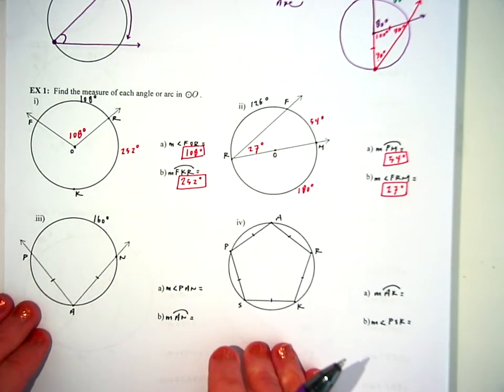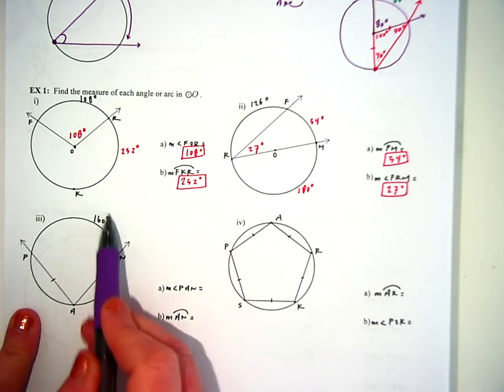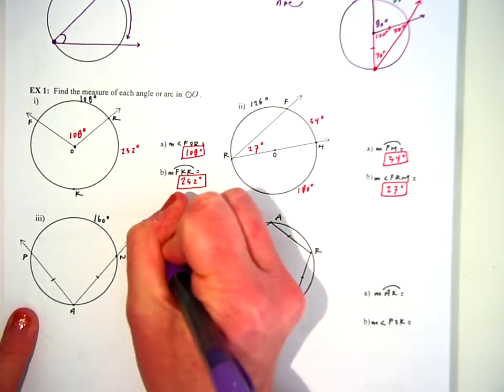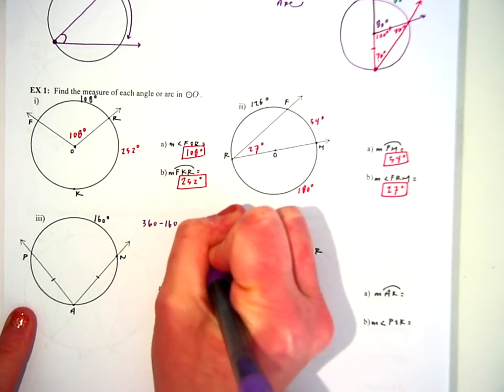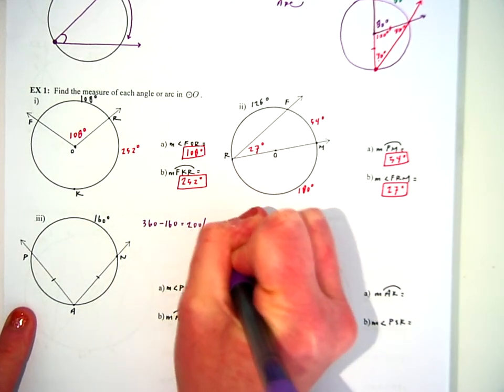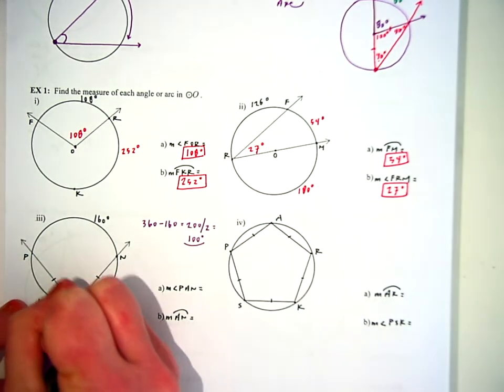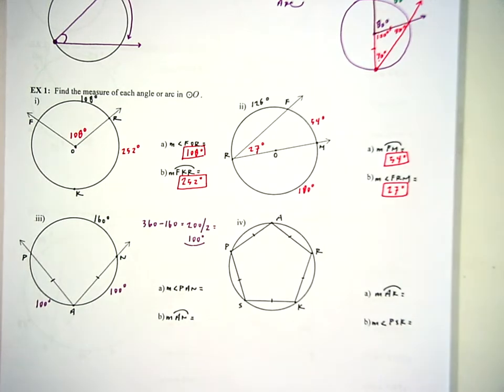So what I have to do first is take the 360 total around the circle, deducting 160. So 360 minus 160, I'm left with 200 degrees, and I have to split it two ways. So I get 100 degrees right here and 100 degrees right here. So again, my arcs of congruent chords are going to also be congruent.